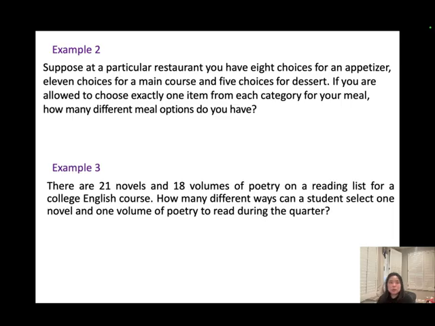Example 2. Suppose at a particular restaurant, you have 8 choices for an appetizer, 11 choices for a main course, and 5 choices for dessert. If you are allowed to choose exactly one item from each category for your meal, how many different meal options do you have? So we could apply the basic counting principle, right? We have 8 choices times 11 and then times 5. So you should get 440.